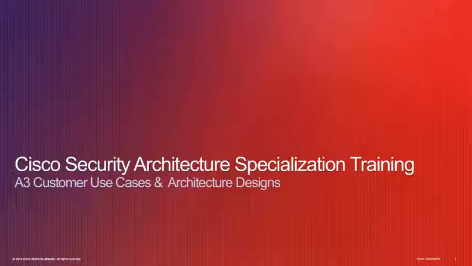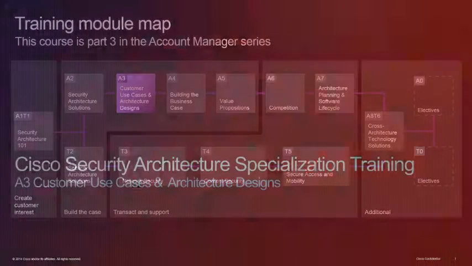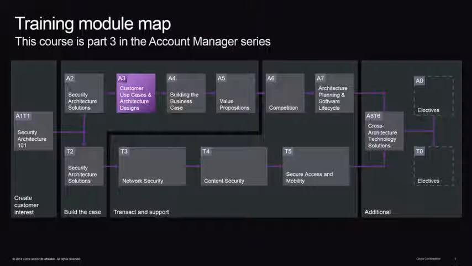Welcome to the Cisco Security Architecture Specialization Training, A3, Customer Use Cases and Architecture Designs. This is Module 3 of Cisco Security Architecture Specialization Training for Account Managers. Before beginning this module, please make sure that you have completed A1 through A2, which provides foundational information.